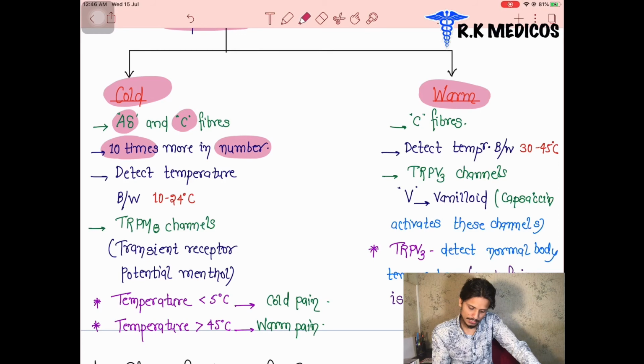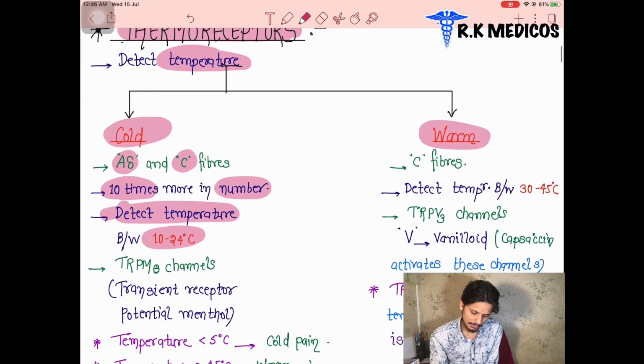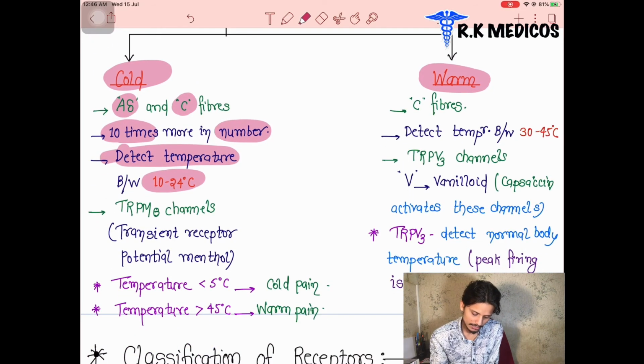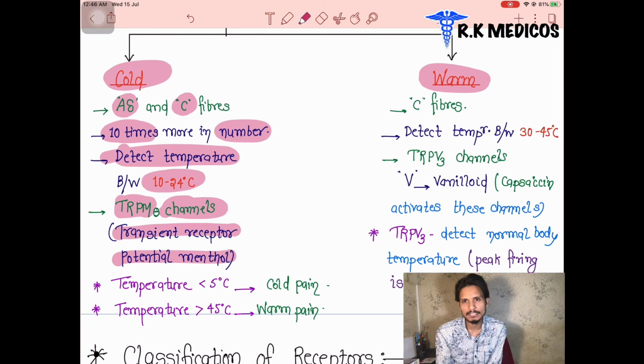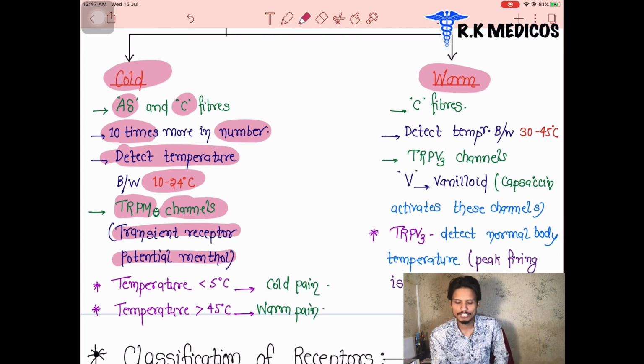They detect temperatures from 10 to 24 degrees. When the patient's surrounding temperature is 10 to 24 degrees Celsius, it can be detected by the cold-sensitive temperature receptors, that is, thermoreceptors. A special type of channel regulates this activity, called TRPM channels, the transient receptor potential menthol receptors, which are activated in this patient and sense the temperature. When the temperature is between 10 and 24 degrees Celsius, it can be sensed by these receptors.